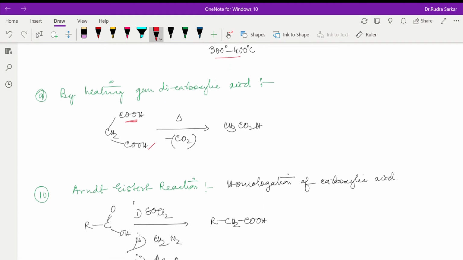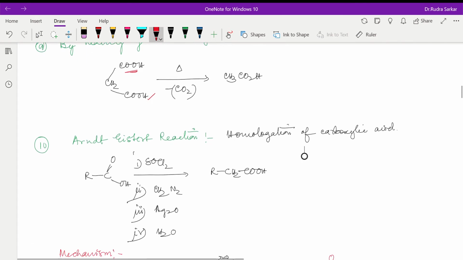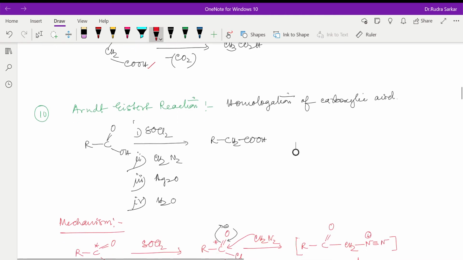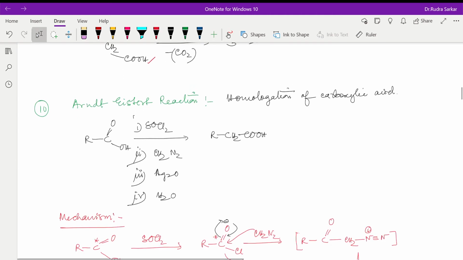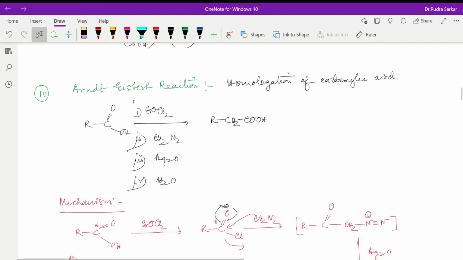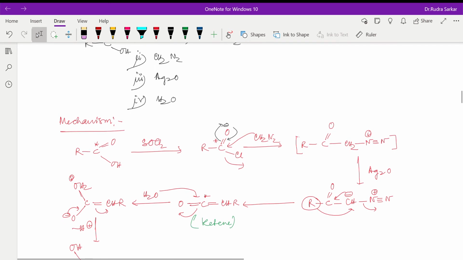These things we have covered previously in previous lectures. However, the new topic that we can see over here is the homologation of carboxylic acid. Homologation means increasing the carbon chain by 1. Herein we are reacting first the acid with SOCl2, which leads to the formation of acid chloride, which is then reacted with diazomethane, which is CH2N2. So let us have a look at the mechanism.